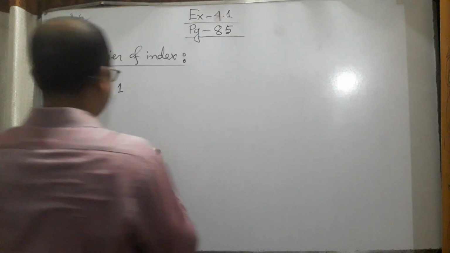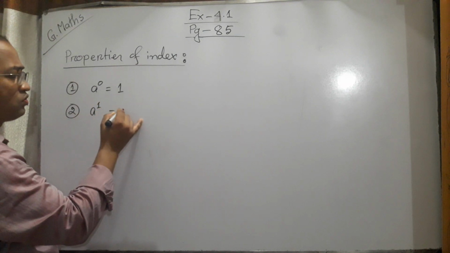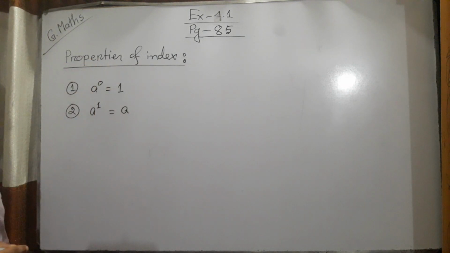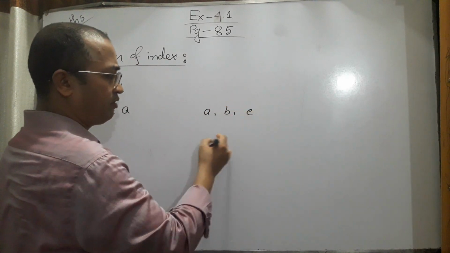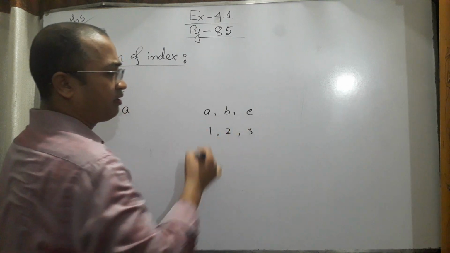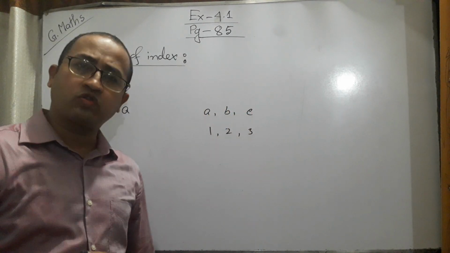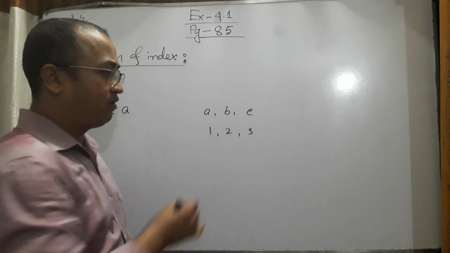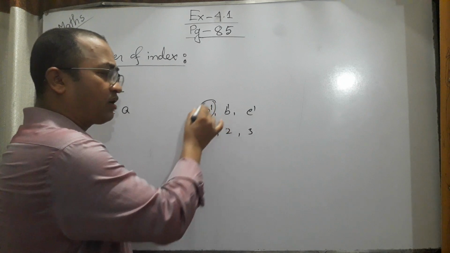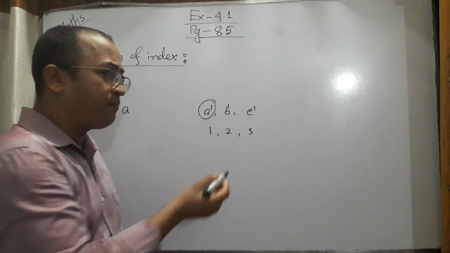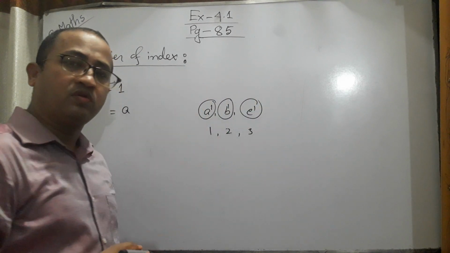Look, second one, a to the power 1 is equal to a. We know any natural number a, b, c, 1, 2, 3 has no index written, but we always consider there is an index 1. So a to the power 1 equal to a, b to the power 1 equal to b, c to the power 1 equal to c.